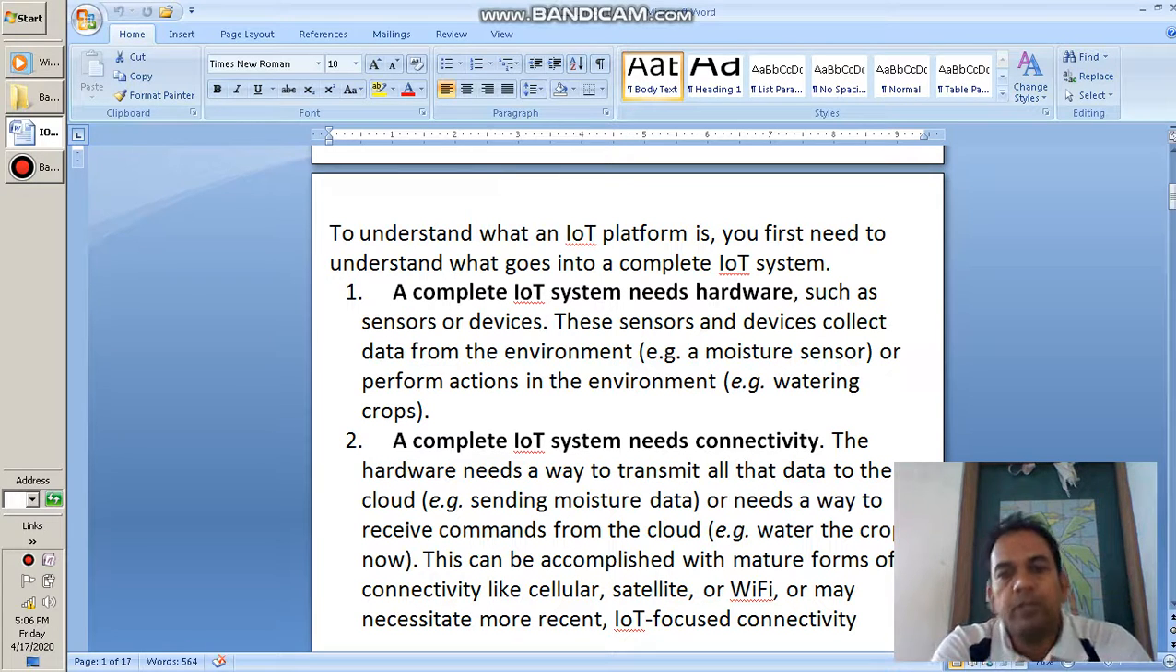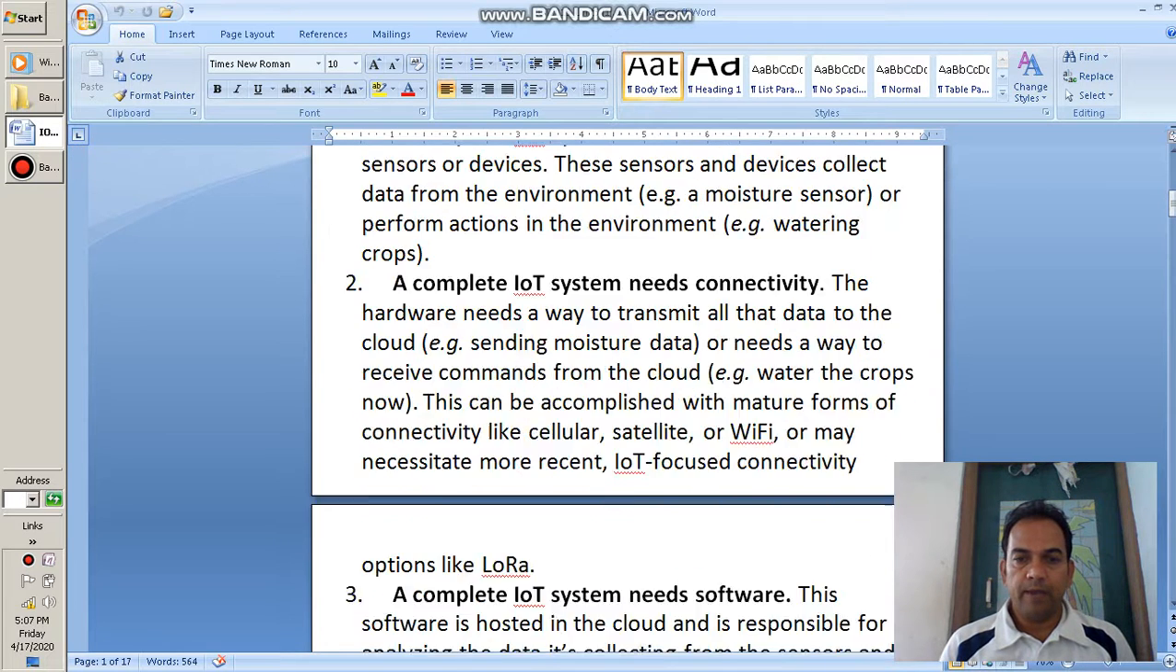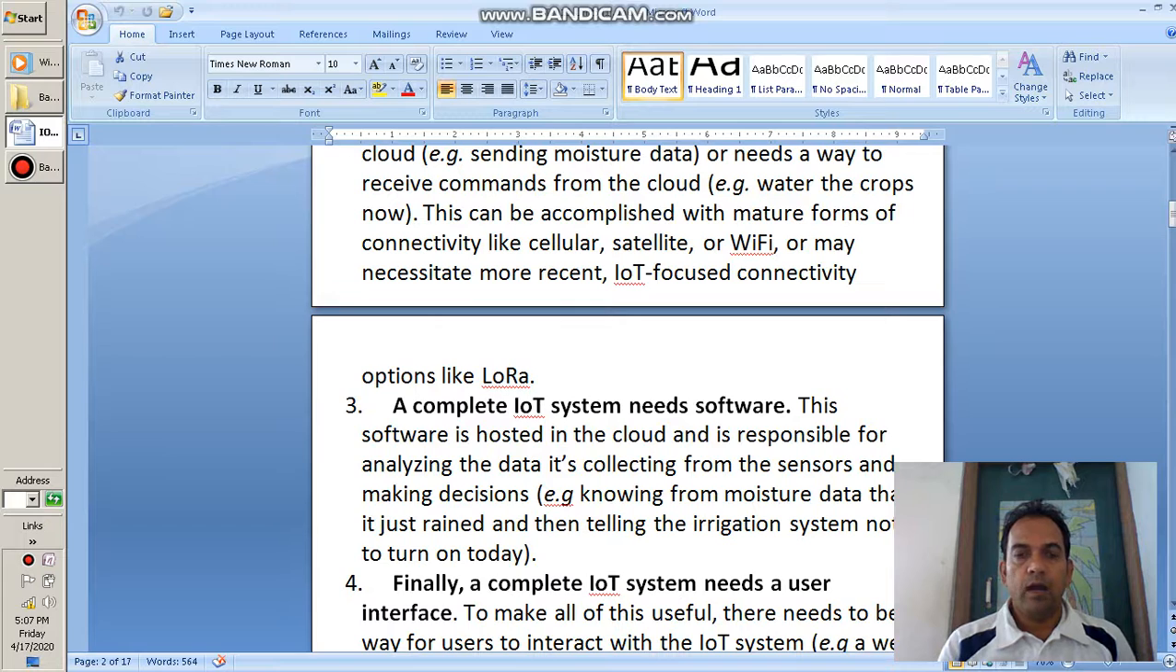This can be accomplished with various forms of connectivity. There are several protocols that are specially designed for IoT. As we have already seen, the lightweight protocols we have discussed, there are several Wi-Fi modules, Wi-Fi protocols, then LoRa and many more that were discussed earlier. So basically, connectivity is the very important second parameter which is mandatory for a system to be called an IoT system.